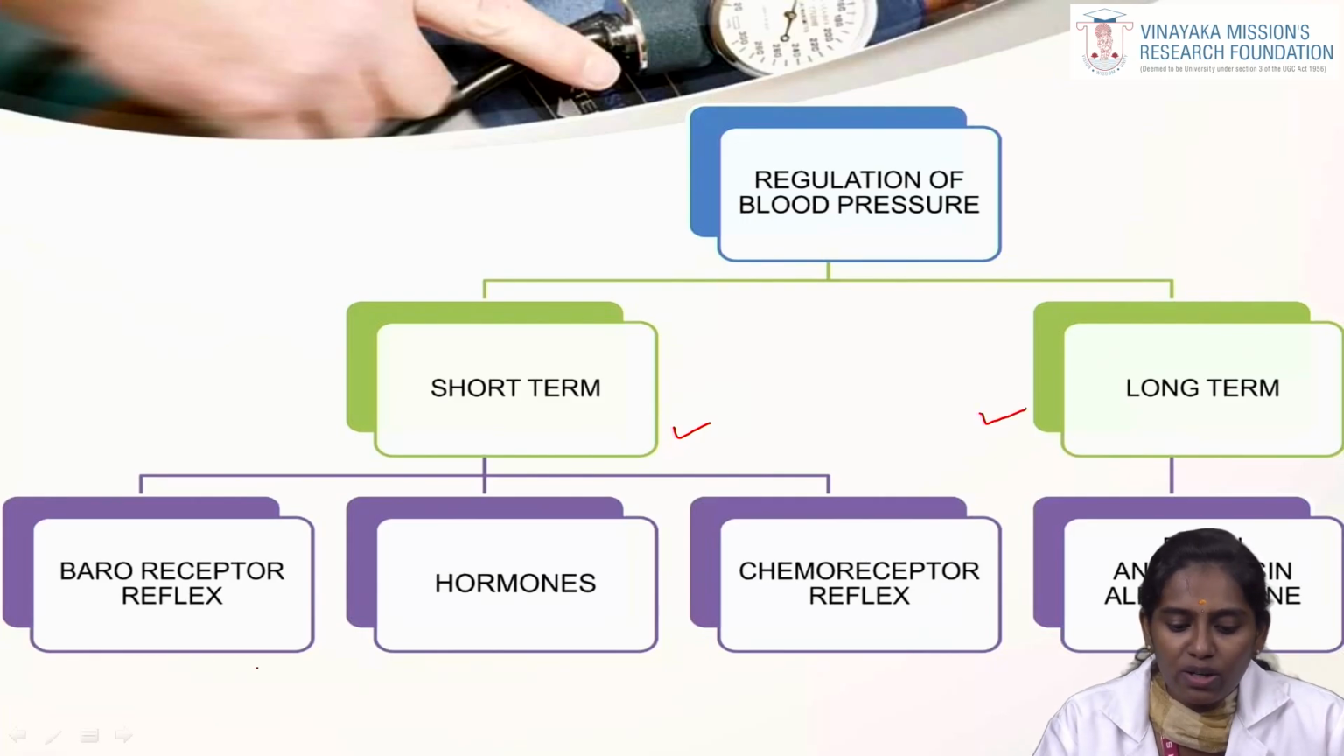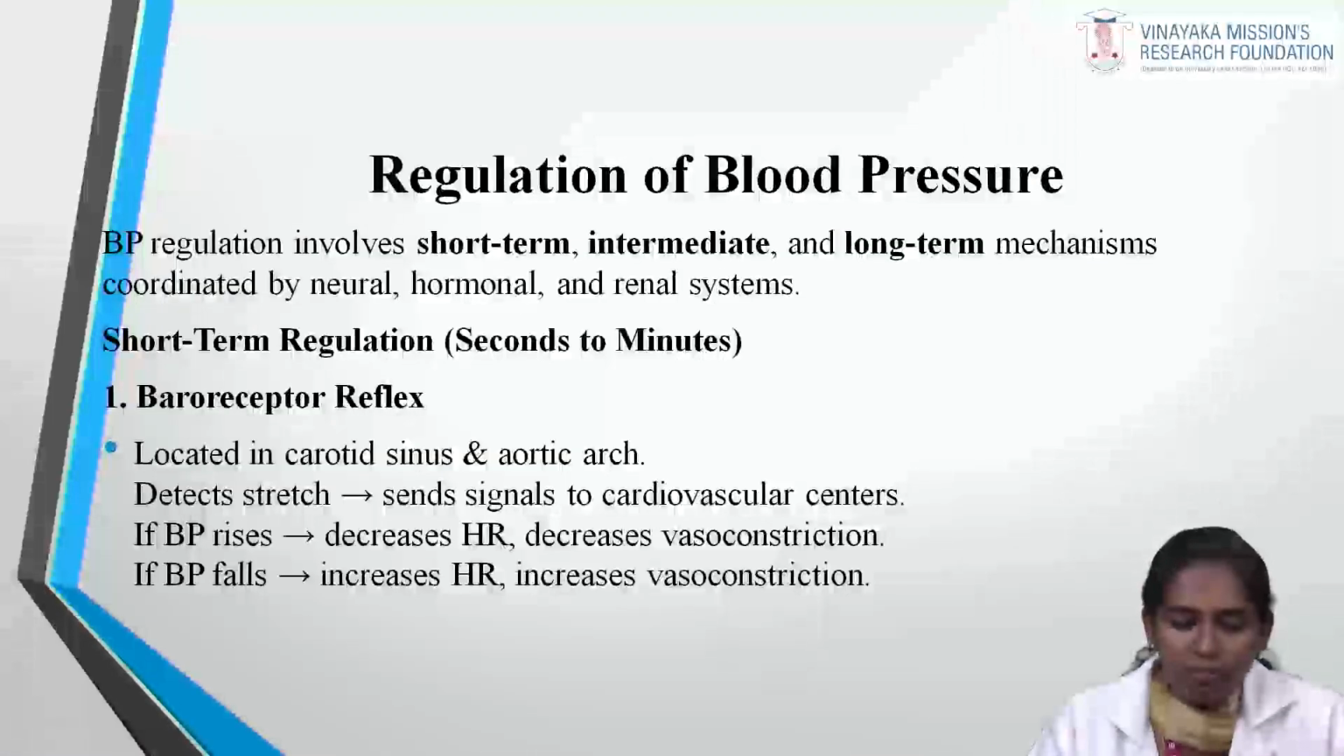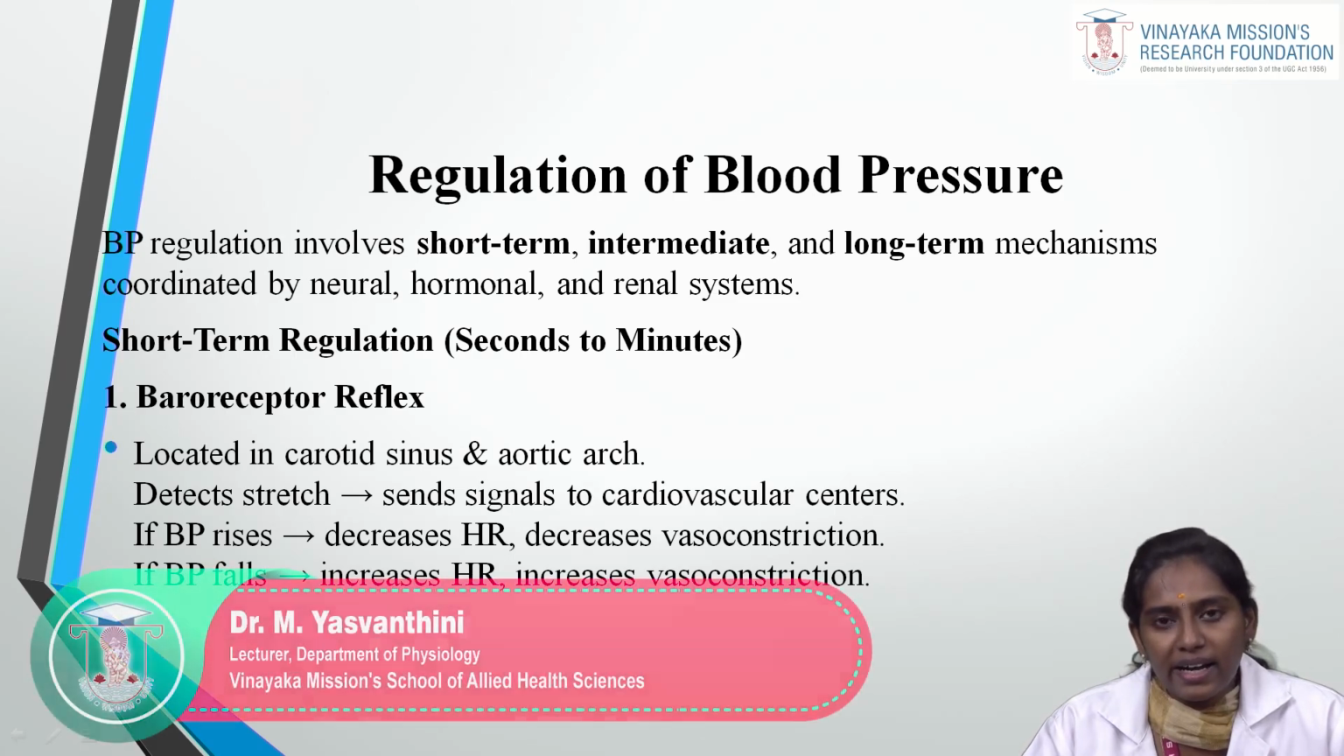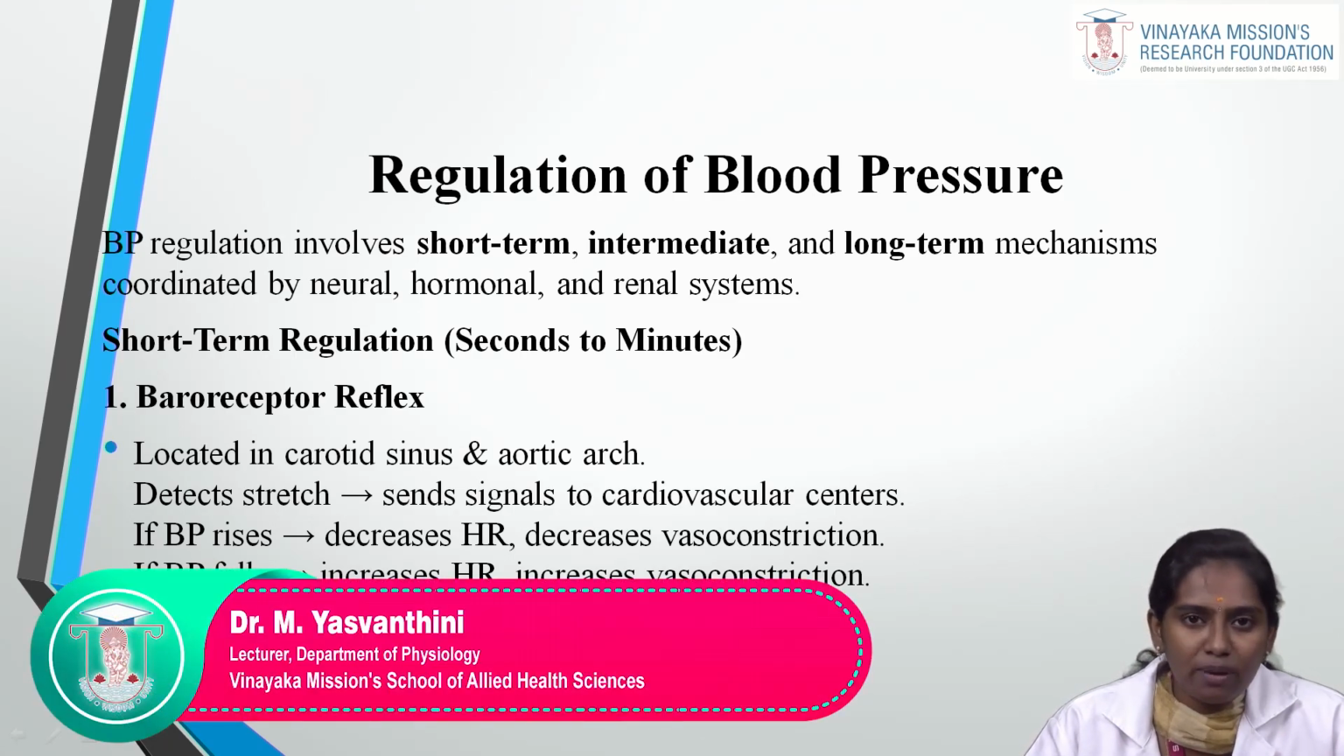In short term you can use this baroreceptor. What will come under this is baroreceptor reflex, hormones and chemoreceptor reflex. Then long term, which will help for regulation of BP is the renin-angiotensin aldosterone system. Then regulation of blood pressure: BP regulation involves short term, intermediate and long term. There are three types in regulating BP.